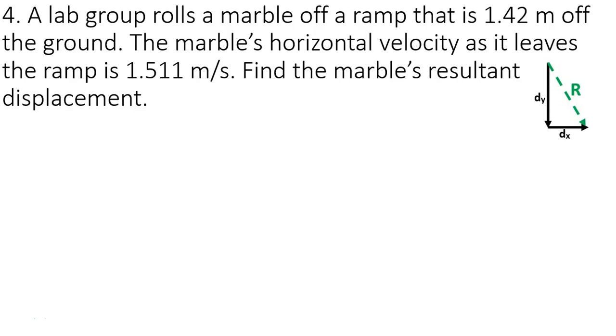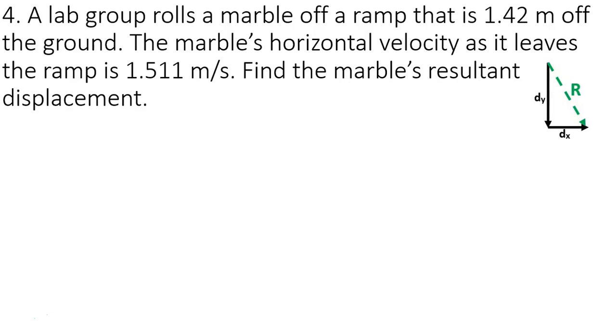Question number 4 is a little bit more complicated, and I do want you to pay attention to this because you'll be doing this in a lab. Number 4 says a lab group rolls a marble off a ramp that is 1.42 meters off the ground. The marble's horizontal velocity as it leaves the ramp is 1.511 meters per second. Find the marble's resultant displacement.